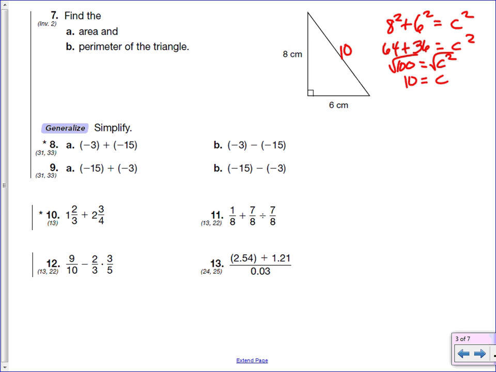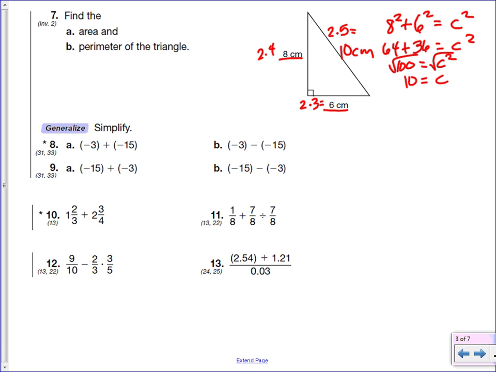But if you also notice, 6 and 8 are just 2 times 3 and then 2 times 4. So this triangle is twice the size of the triangle that we just did, the 3, 4, 5 triangle. So if this would be 2 times 5, that would give us 10. So again, either way, we're going to get 10 centimeters.